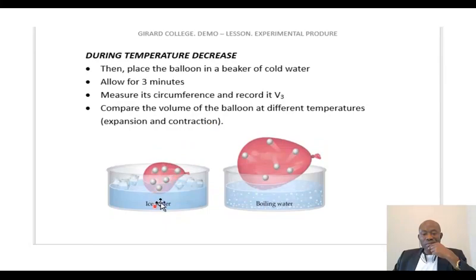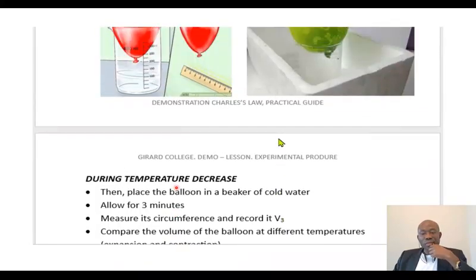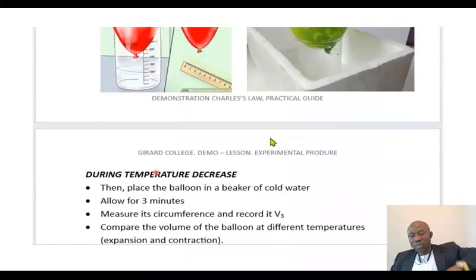You can see the ice water here. This is the boiling water. You drop it in ice water during temperature decrease and it reduces the volume. This explains vividly Charles' law, which states that at constant pressure, the volume of a gas is directly proportional to its temperature. So when temperature reduces, volume reduces. When temperature increases, volume increases. This is one perfect example you can demonstrate in a class to explain Charles' law to your students.